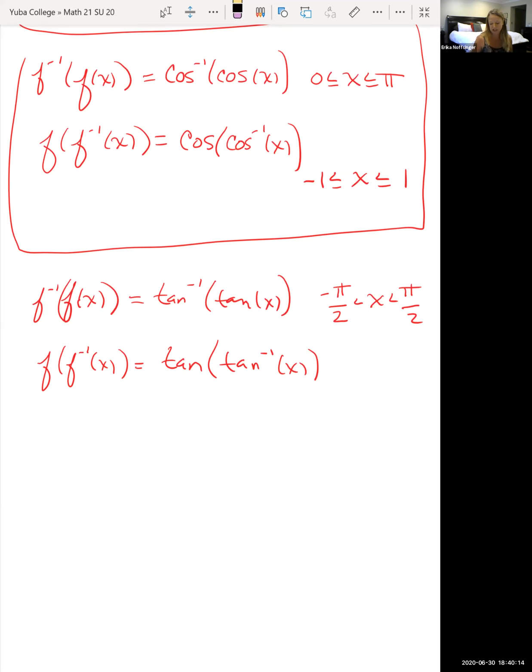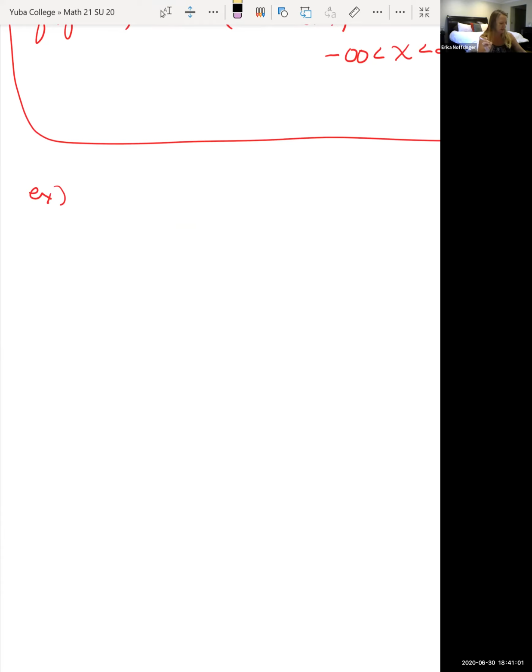Okay, so we just have to be careful when we're taking the trig function and its inverse, if we're in the domain or not. So for instance, if we had tangent inverse of tangent of negative 2 pi thirds, I can't just say that this is negative 2 pi thirds because that is not in my range for the inverse function.